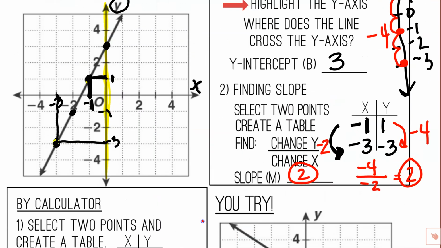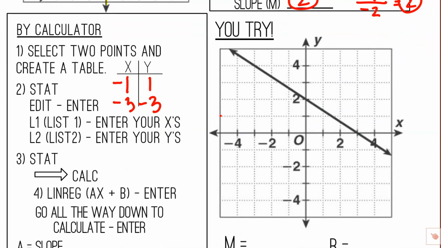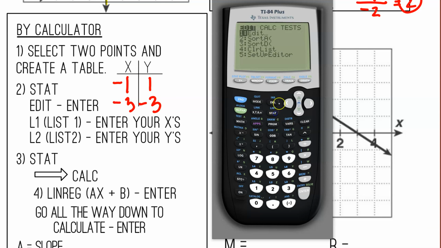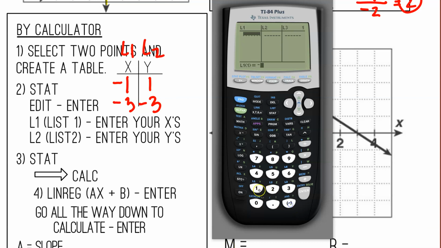All right, so all you do on the calculator is select 2 points and create a table. Then you go to your calculator, you go to Stat, Edit, Enter. Again, L1 is your X's and L2 are your Y's. This is when I was saying the calculator is actually easier to use whenever you are doing 8th grade stuff. So 1, -3, Stat, Calculate, and you see all of your steps are there. Number 4 all the way down and enter. And there you go. 2 and 3.